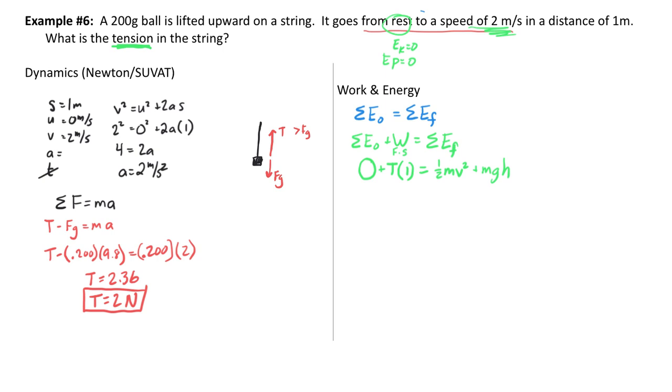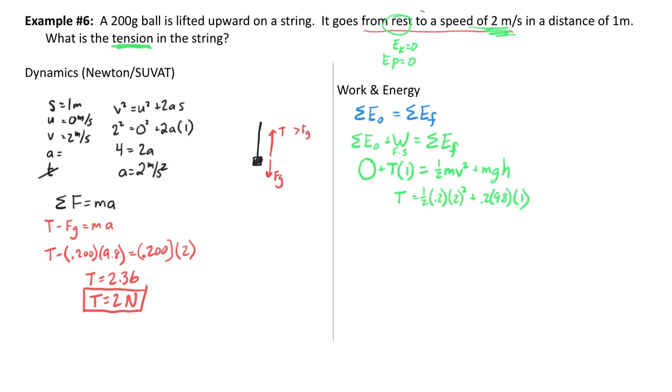And so now at this point, we should be able to put in all those numbers. So we're going to go T times 1 is T, equals 1/2 times the mass times the velocity, which is 2 squared, plus the mass, which is 0.2, times 9.8, times the height, which is 1.